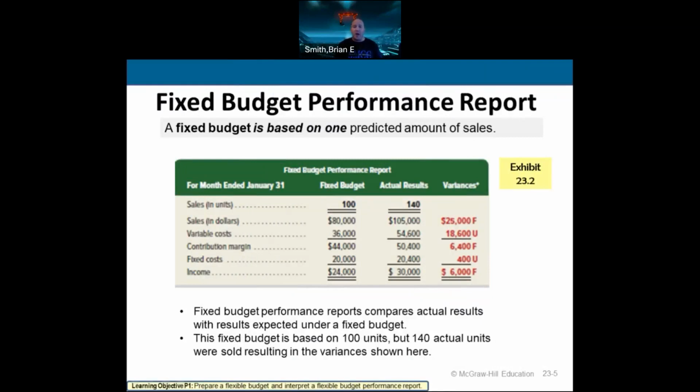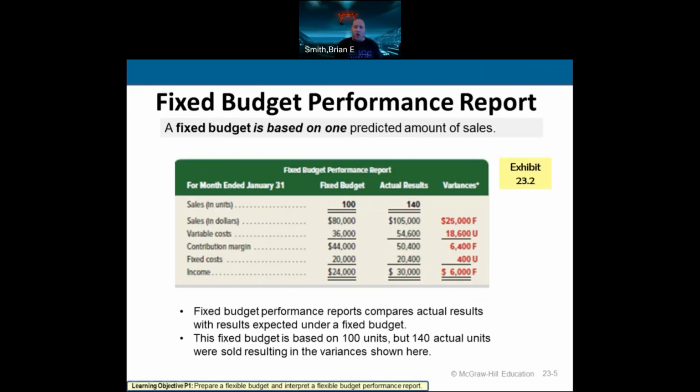So what's going to happen with sales dollars as we look into this difference in the number of units we sold? Well, we're going to have a higher sales amount, because obviously if we sell more units, in this case 40 additional units, we're going to have an increase over what we budgeted for sales dollars. And therefore, we calculate that we were $25,000 favorable compared to what we budgeted. We got more money than we thought.